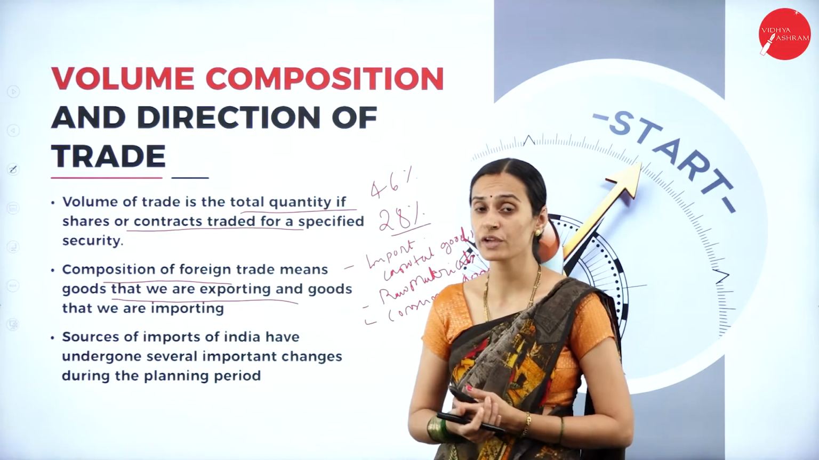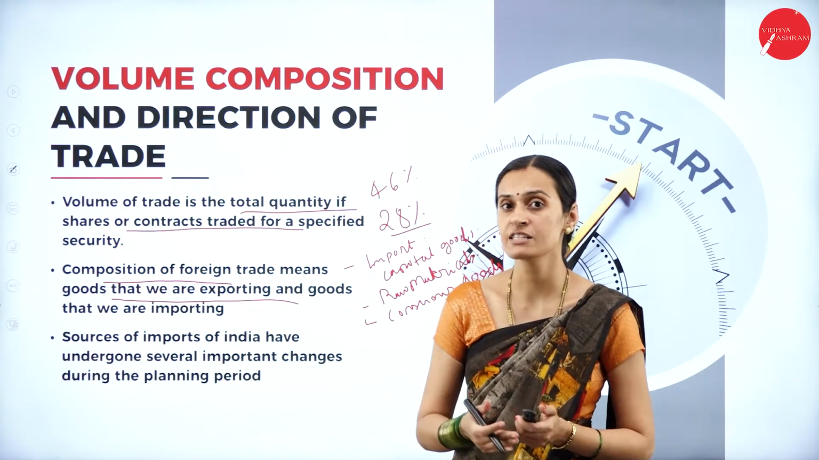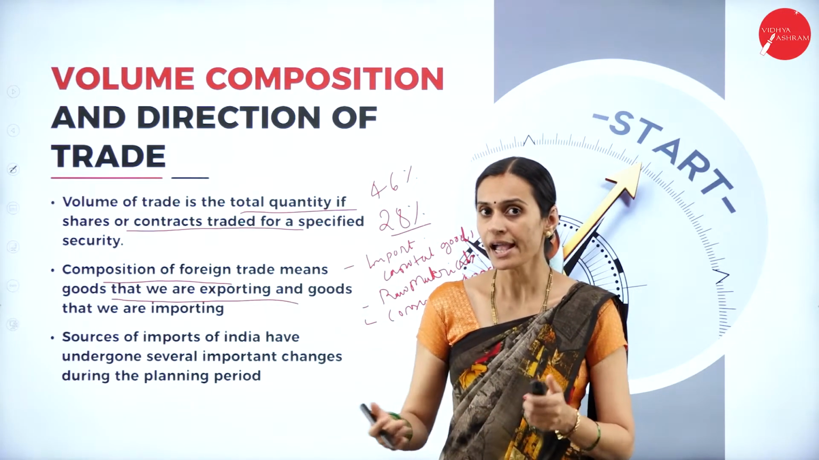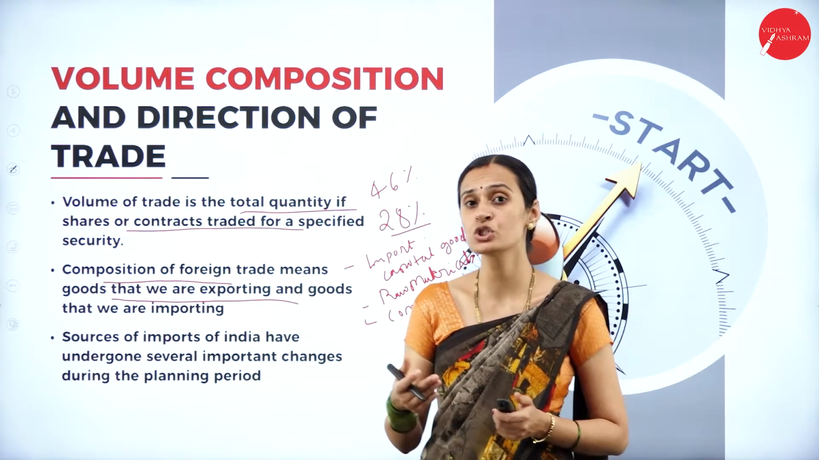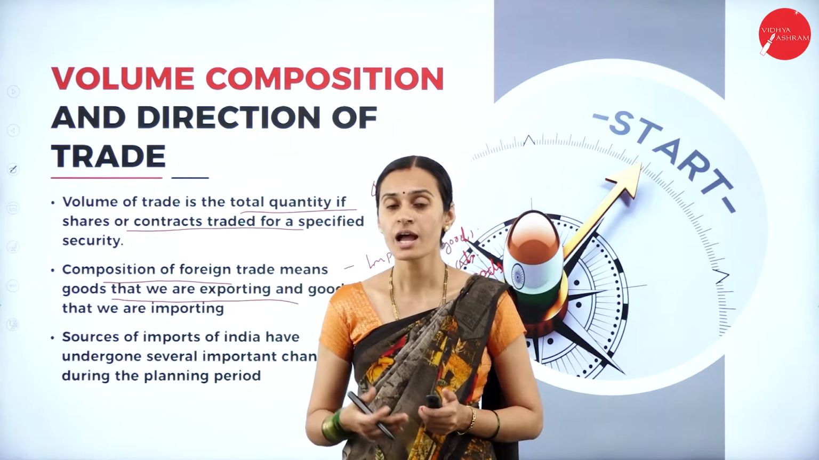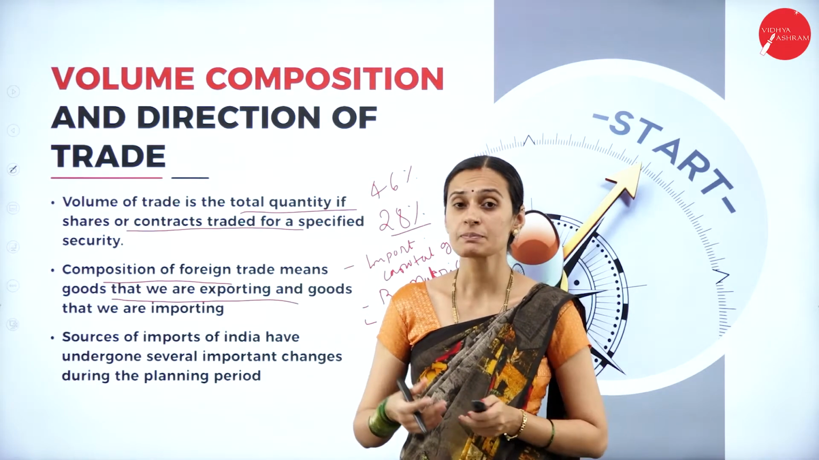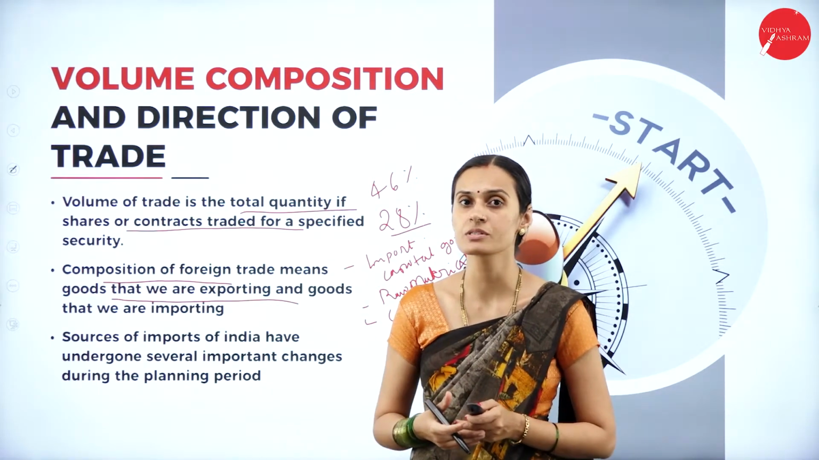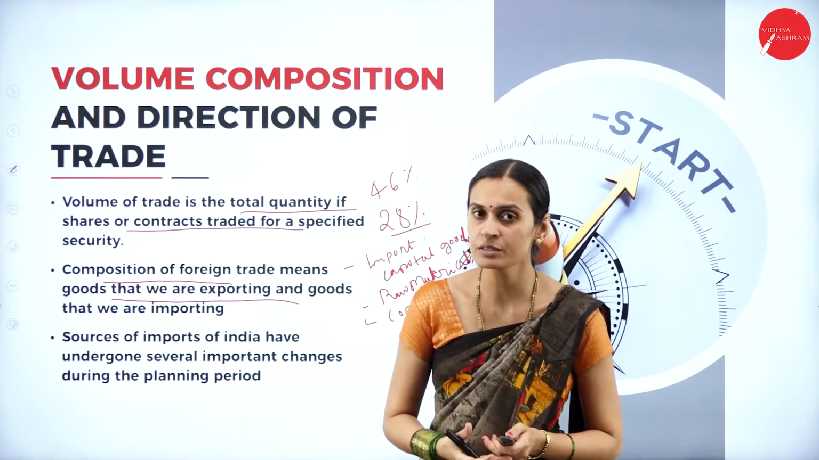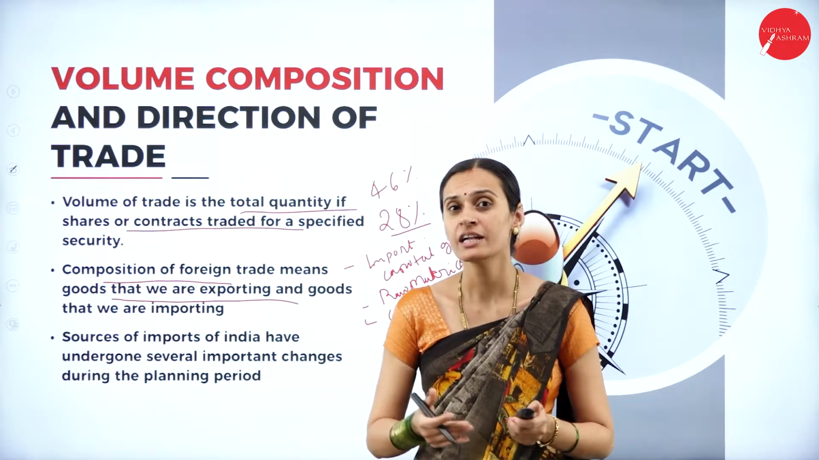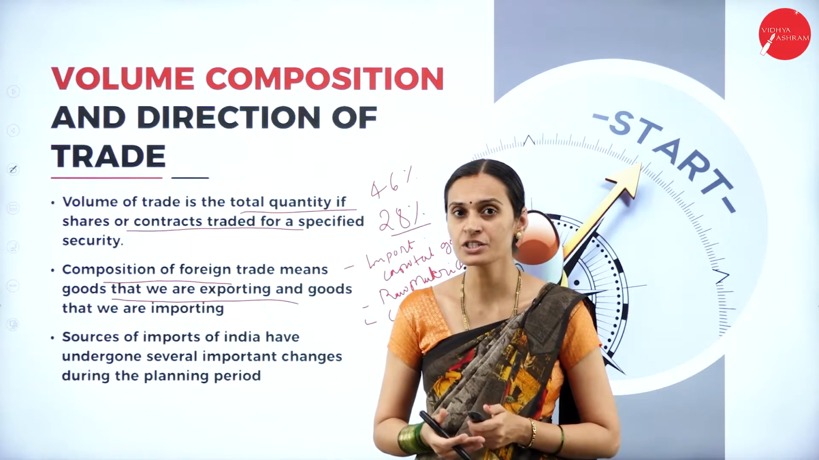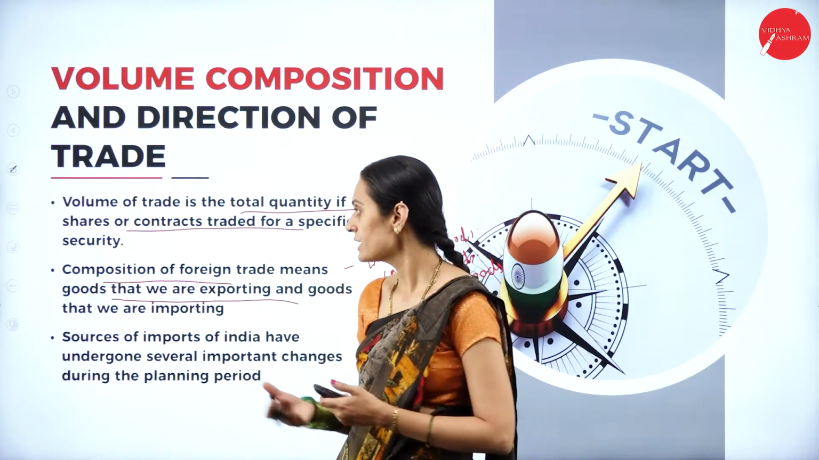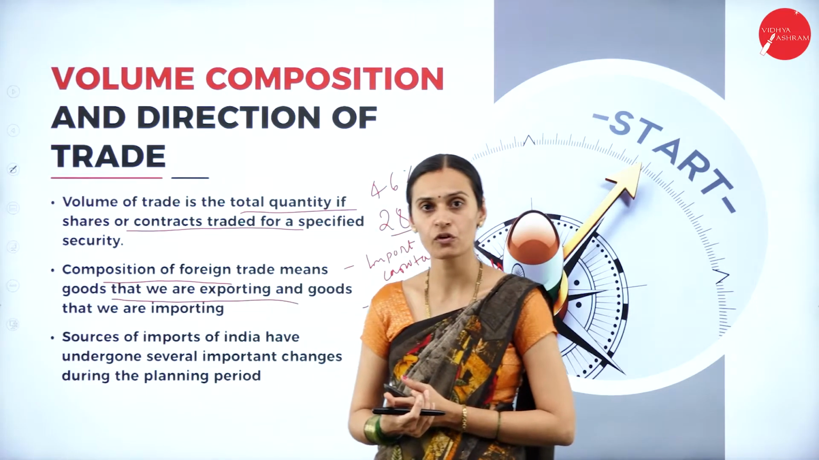Same with the composition of exported items. Here also we can classify exporting of traditional items and exporting of non-traditional items. Traditional items include jute materials, cotton, fish, spices and different mineral products. Non-traditional items, we are exporting gems and jewelry, different chemicals and steel items. So this belongs to the composition of foreign trade.